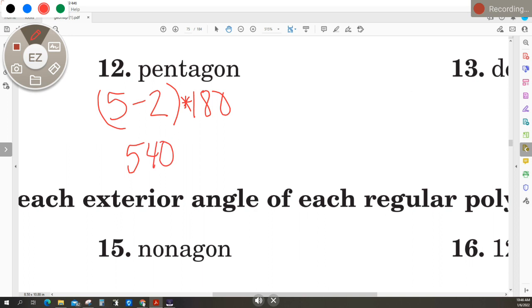And then how many angles are there in a pentagon? 5. So if they're all the same size, we'll take 540 and divide by 5. And we'll get what each individual one is. 108. And that's our answer, right?